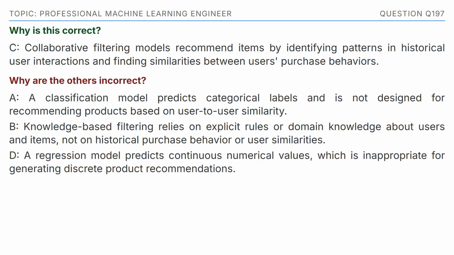Why are the others incorrect? A. A classification model predicts categorical labels and is not designed for recommending products based on user-to-user similarity. B. Knowledge-based filtering relies on explicit rules or domain knowledge about users and items, not on historical purchase behavior or user similarities. D. A regression model predicts continuous numerical values, which is inappropriate for generating discrete product recommendations.